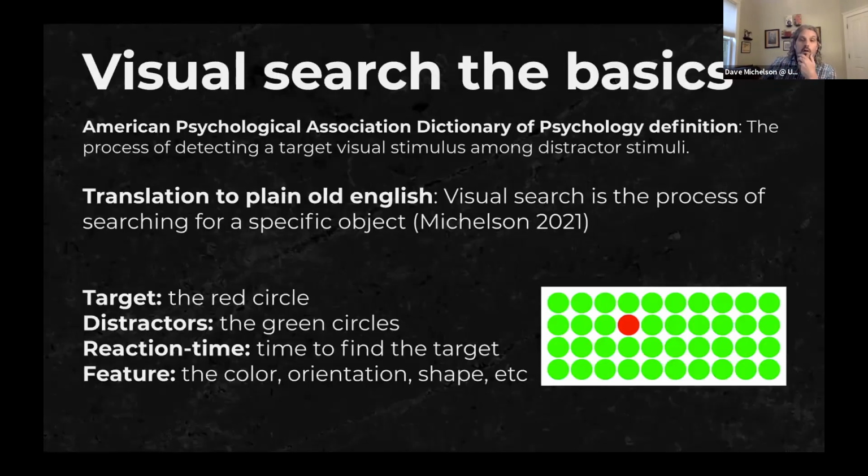Here we have the basics of visual search, with the American Psychological Association's definition, and then my version: visual search is a process of searching for an object amongst other objects. In this little graphic, we see this red circle, which is the target, the object we're looking for. All the green circles are the distractors. The time it takes to find the red circle target is the reaction time. And the colors and the shape are all features of the distractors and the target.